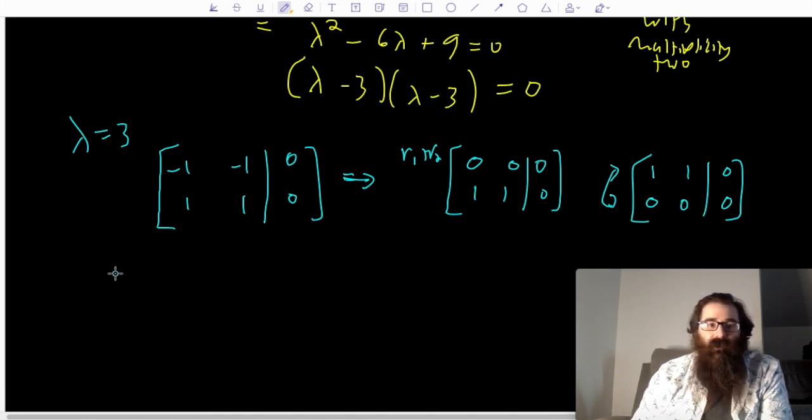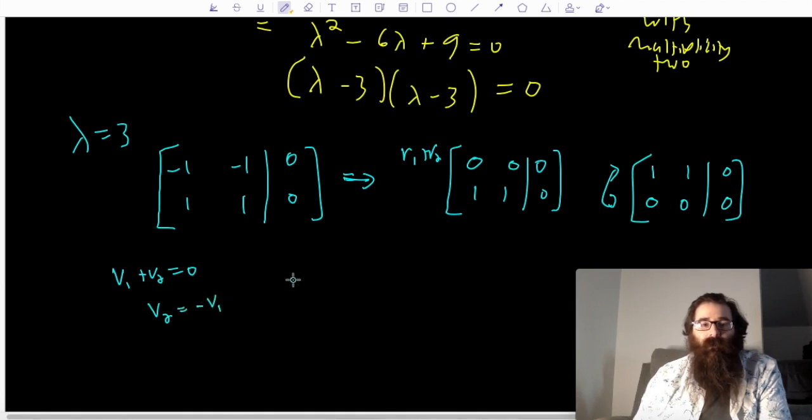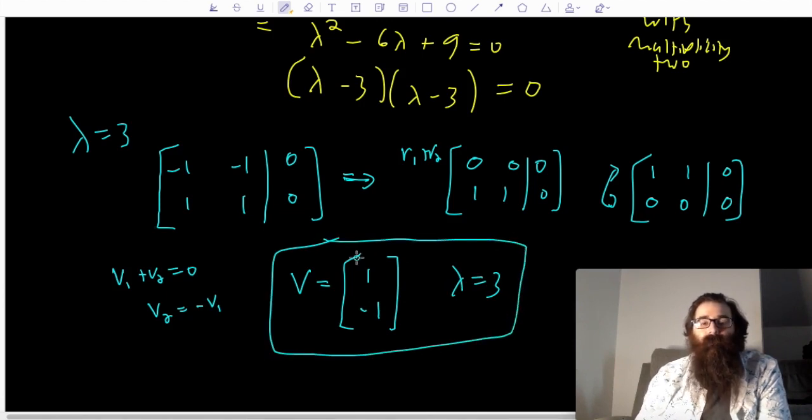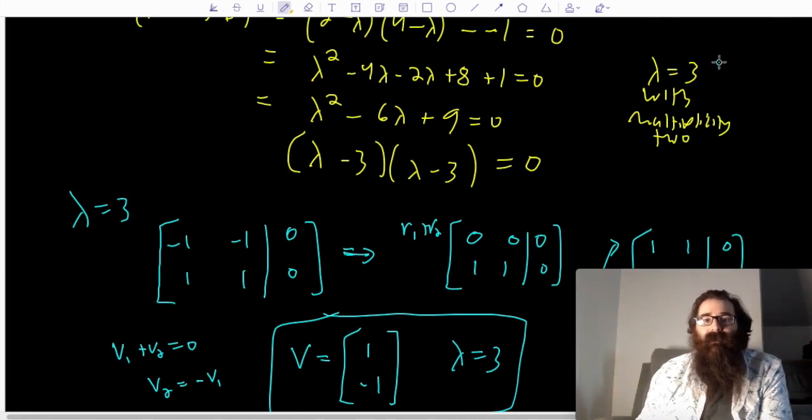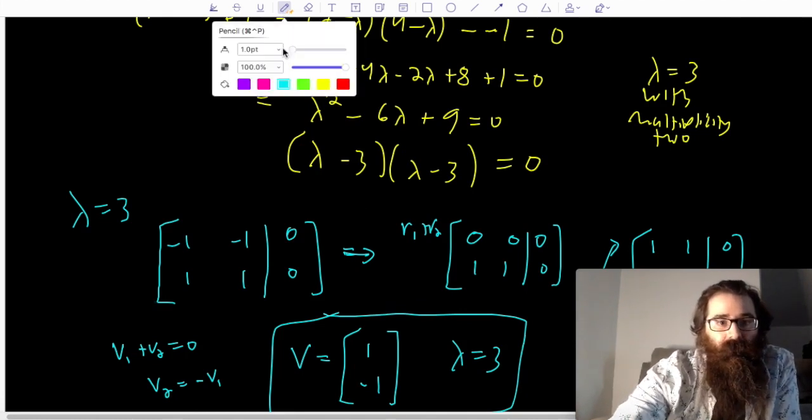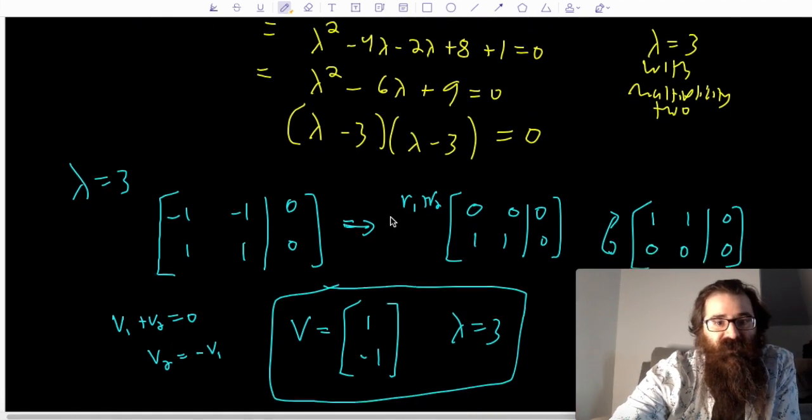So what is this telling me as an equation? It's saying v1 plus v2 equals 0, or that v2 is equal to -v1. And I can build a vector from this. I'll say, well, let's let v1 be 1, and then v2 is the opposite of that, so -1. And this is my vector corresponding to lambda equals 3. However, my other eigenvalue is the same eigenvalue. I'm not going to do this again because it's not going to produce a new linearly independent vector in this case. Right? It's not going to give me new information because it just gave me the information that it had.